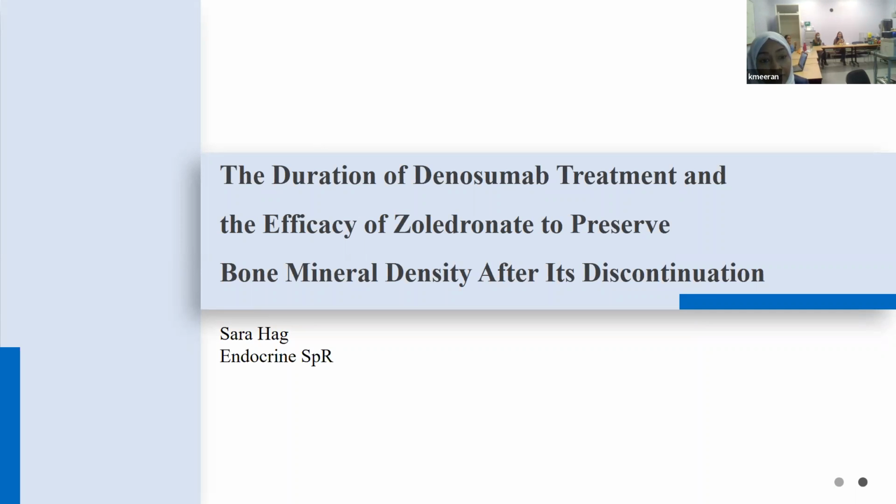Today, I'll be discussing a paper on the duration of denosumab treatment and the efficacy of zoledronate to preserve bone mineral density after its discontinuation, an article which was published last May.